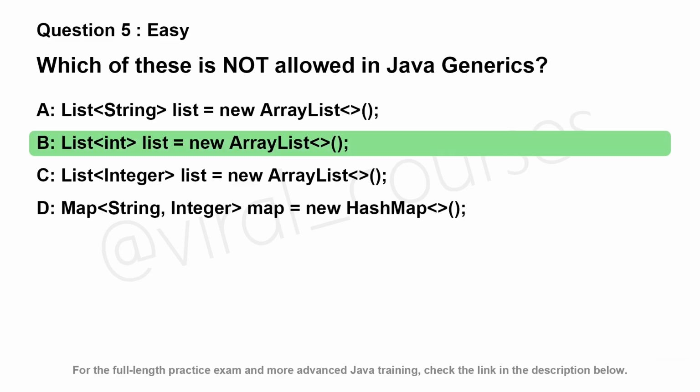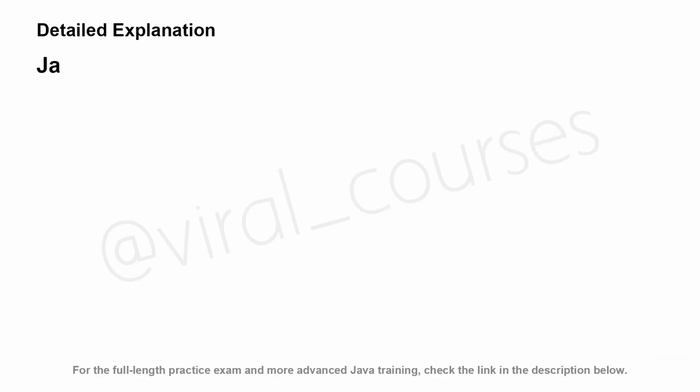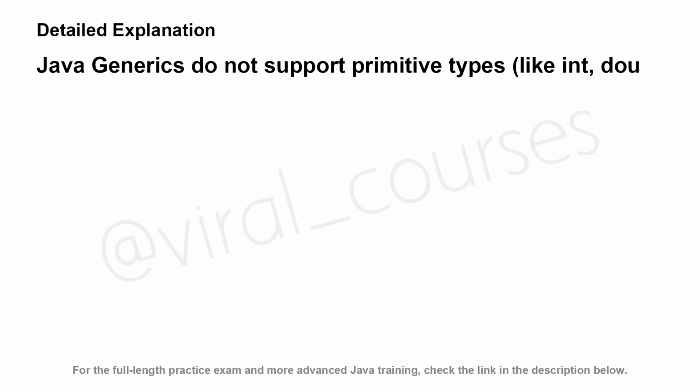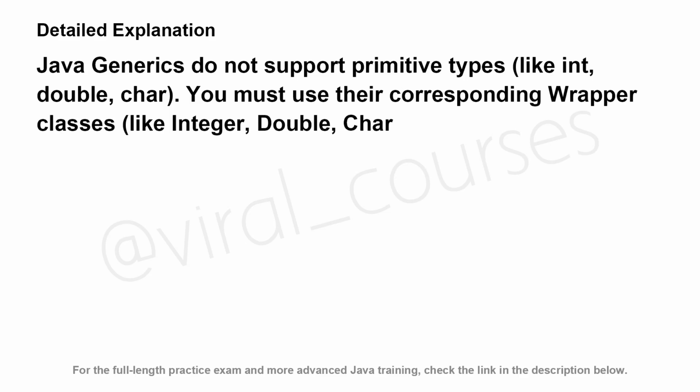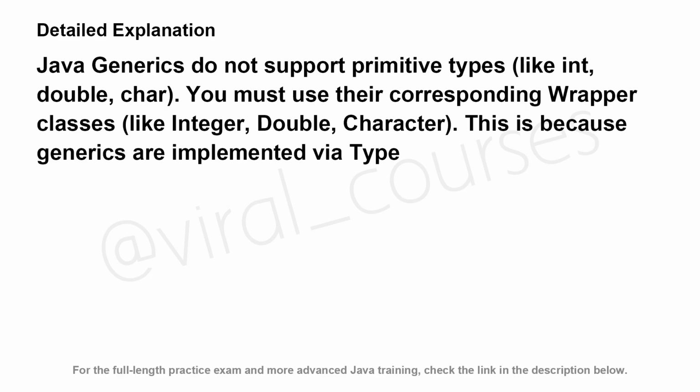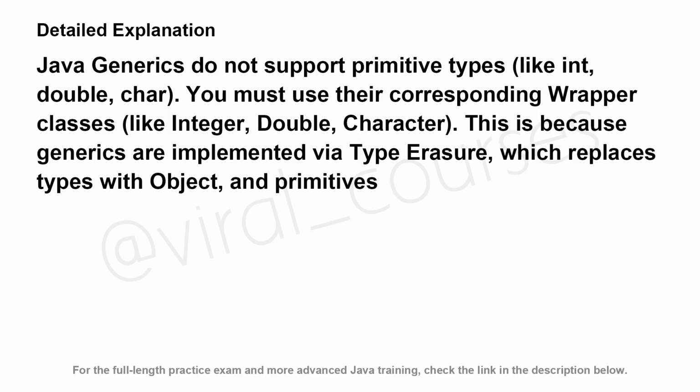The correct answer is B. Java generics do not support primitive types like int, double, char. You must use their corresponding wrapper classes, like Integer, Double, Character. This is because generics are implemented via type erasure, which replaces types with Object, and primitives do not inherit from Object.